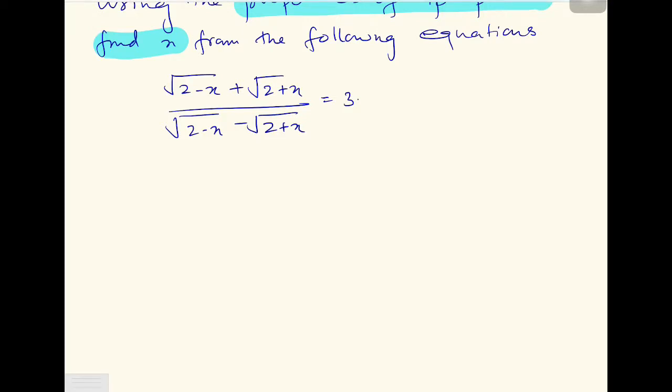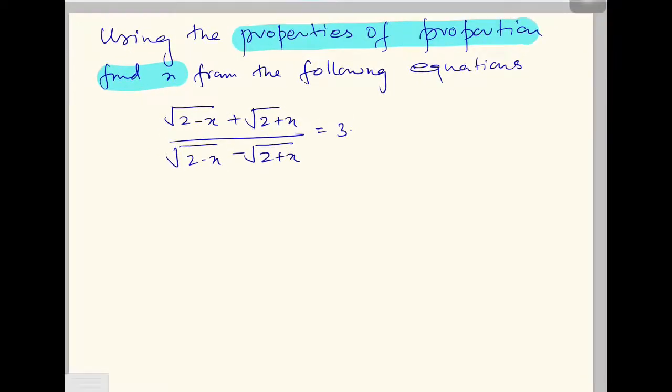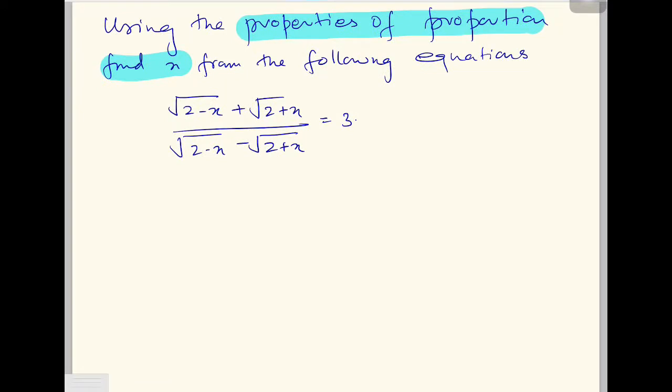You may cross multiply this sum. You may think about cross multiplying, but remember, you are not supposed to use normal mathematics to solve this. You are supposed to use properties of proportion. It strictly says you have to solve this by using properties of proportion. So what comes to my mind when I think about properties of proportion? Invertendo, alternando, and componendo and dividendo. As I told you, the most important one is componendo and dividendo. So right away we write using componendo and dividendo.